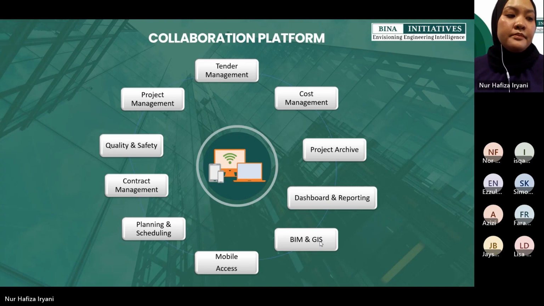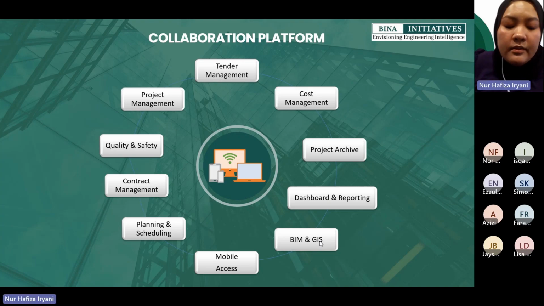Okay, so these are the collaboration platforms that are available in EDMS. For this diagram, I will go one by one, anti-clockwise, like tender management and so on. I will not explain one by one in terms of tools and features. I will explain what generally they can offer to the EDMS user.